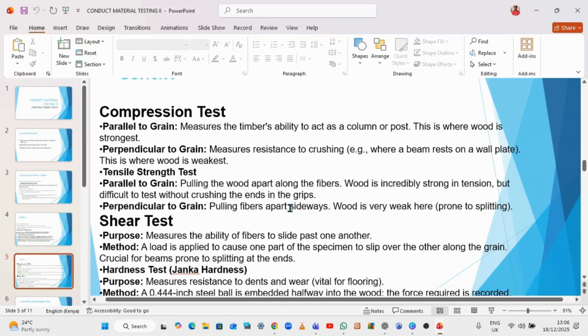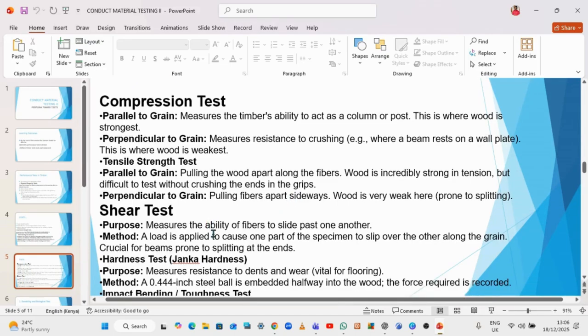Then we have the tensile strength. And before I continue, I have a shear test. The way you understand the meaning of shear: the purpose is to measure the ability of fibers to slide past one another. The method we are going to use is a load applied to cause one part of the specimen to slip over the other along the grain. And I know you know the meaning of shear. It slides above or over the others.